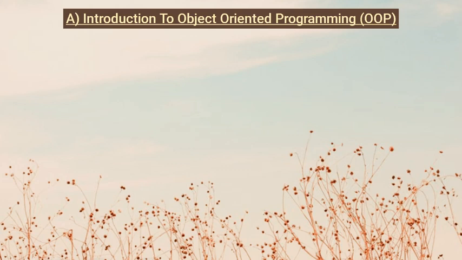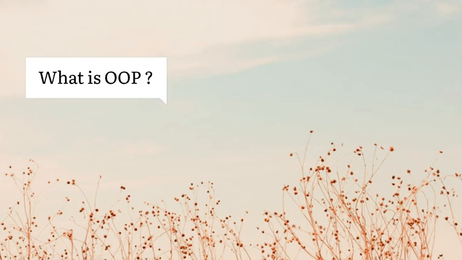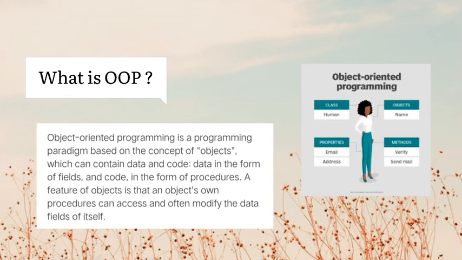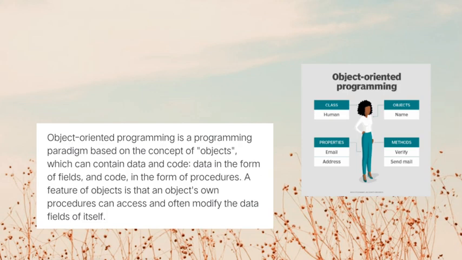What is OOP? OOP, or Object-Oriented Programming, is a programming paradigm based on the concept of objects which can contain data and code. Data in the form of fields and code in the form of procedures. A feature of objects is that an object's procedures can access and often modify the data fields of itself.